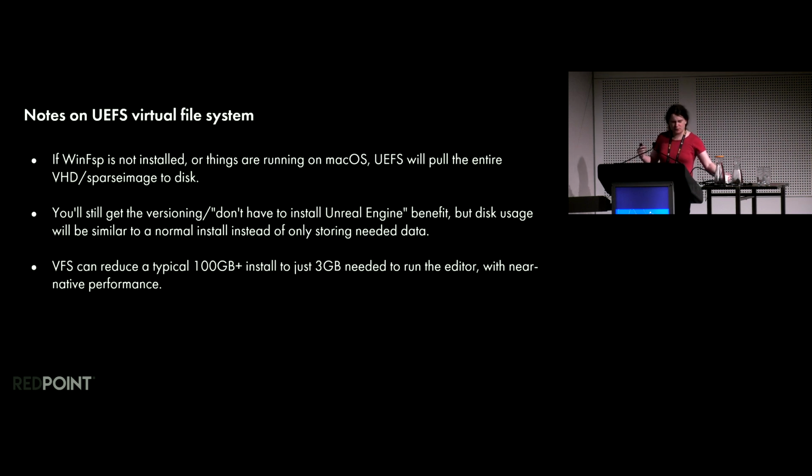Now, even in that case, you still get the versioning benefits, and you still get the benefit of not having to go to each build machine and manually install Unreal Engine. So even though you don't get the disk usage benefit on macOS, it still vastly simplifies updating Unreal Engine across all of your build servers. Oh, and as I mentioned before, on Windows, the VFS will reduce it to about 3 gig needed to run the editor.